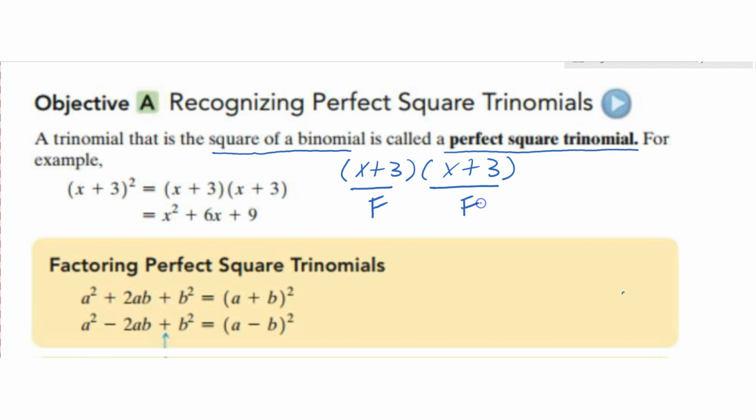And these are also factors. The factors are the same. So it will be x plus 3 to the second power. That's a perfect square trinomial.